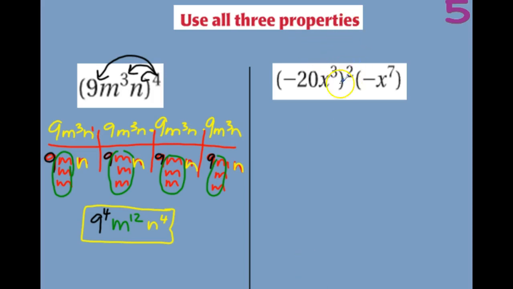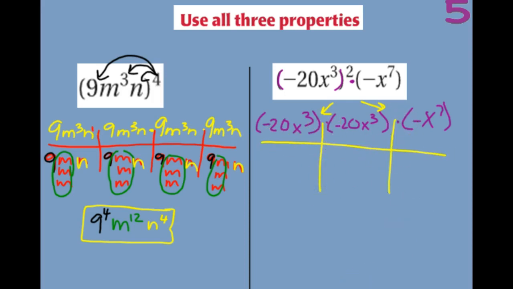Now, here's a tricky one. This is negative 20x to the 3rd 2 times, so I'm going to write that out 2 times, multiplied by negative x to the 7th. So I'm going to write this out first. Negative 20x to the 3rd times negative 20x to the 3rd times negative x to the 7th. I wrote that out 2 times, and then with the extra piece there.